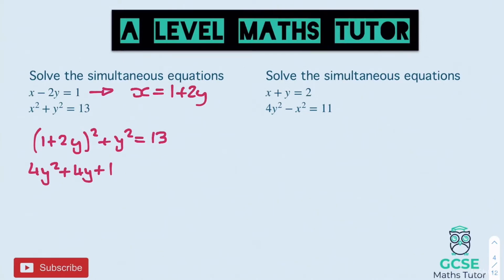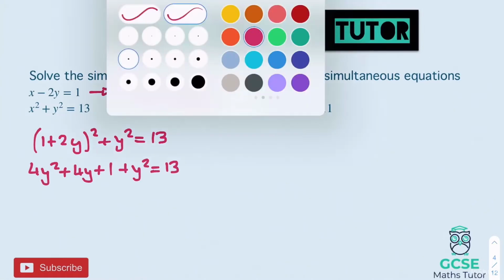And I've rearranged that into the normal format as well, but feel free to write out your double brackets and expand it and then rearrange it. I'm just trying to save a little bit of time and space here. And then we're also going to add that y squared, and that's going to equal 13. We are going to take away that 13 as well, so you could take it over at that point if you want. I'm going to take it over in the next step.